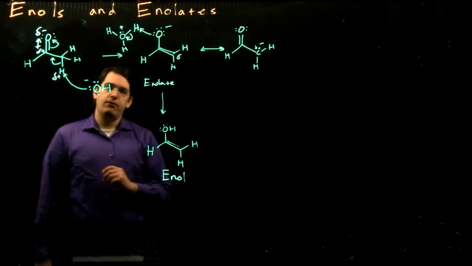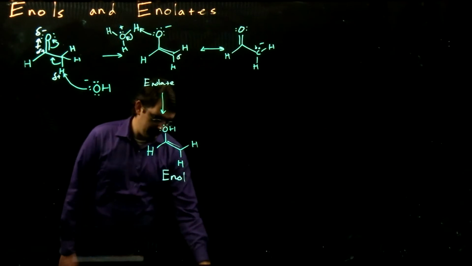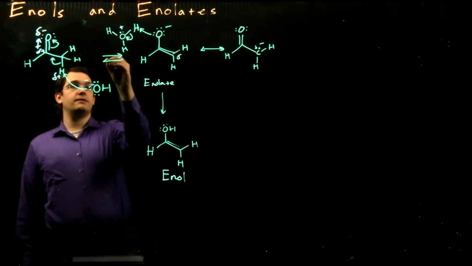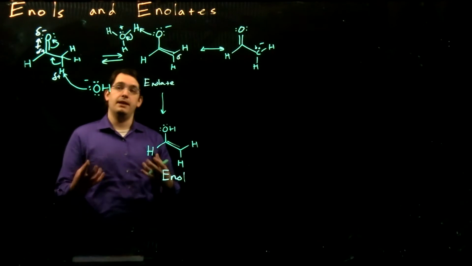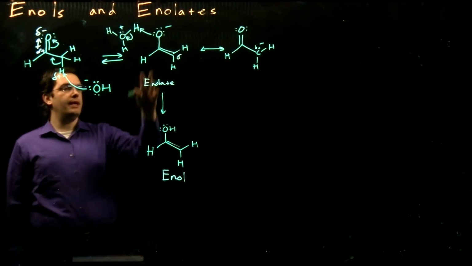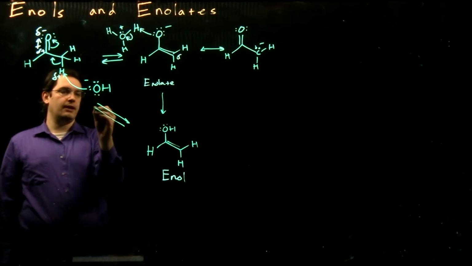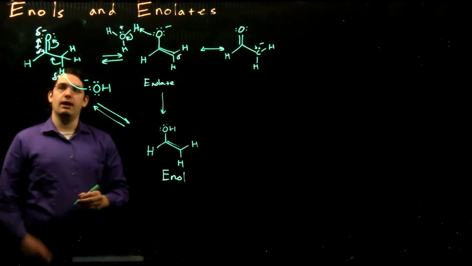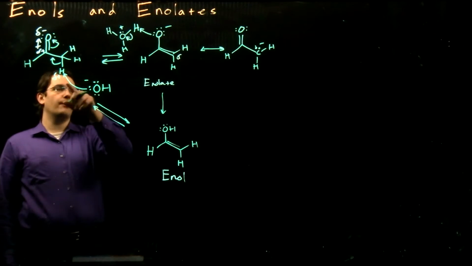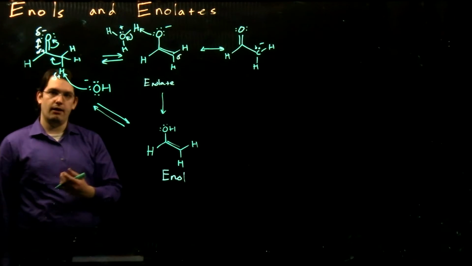So our enol will tend to form in acidic conditions. Our enolate will tend to form in basic conditions. However, it is important to realize that these are very reversible, right? So there's actually going to be an equilibrium between our ketone form or our aldehyde form and our enolate or our enol form, right? So with acid, we can convert back and forth between our enol and our carbonyl form. And with base, we can convert back and forth between our enolate form and our carbonyl form.